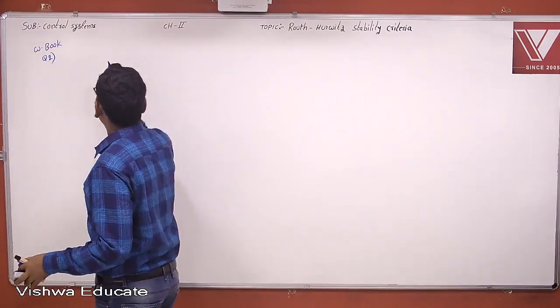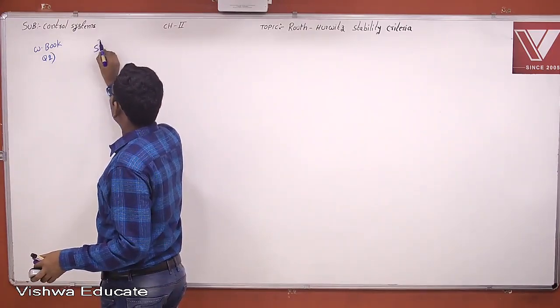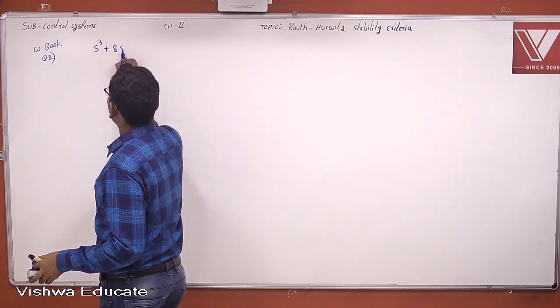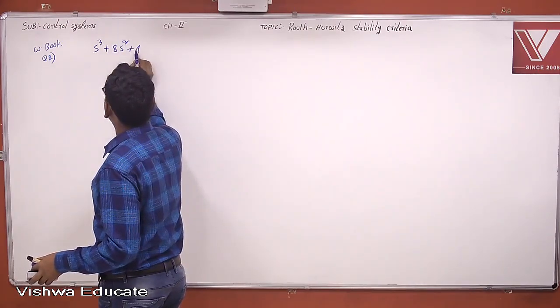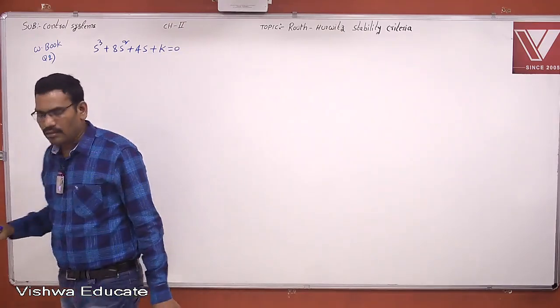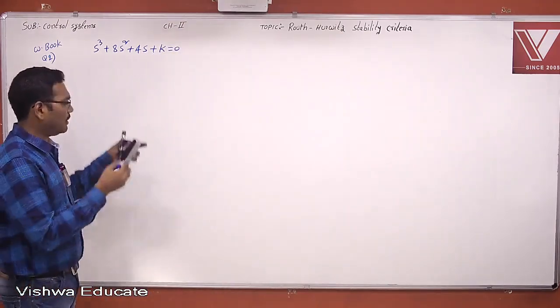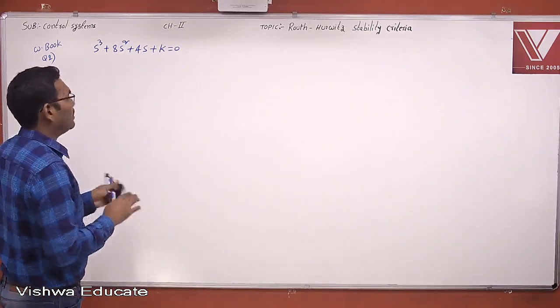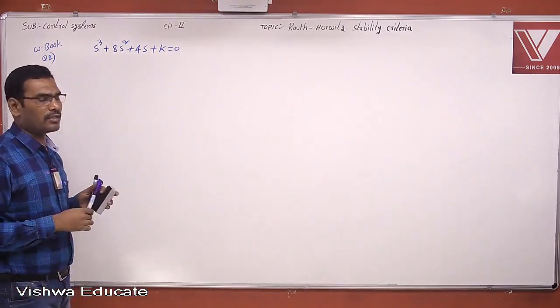Okay, now this is the characteristic equation s cube plus 8s square plus 4s plus k equal to 0. Now this is the characteristic equation of order 3. Okay. Now first I will give the general solution and after that I will give the shortcut solution also.